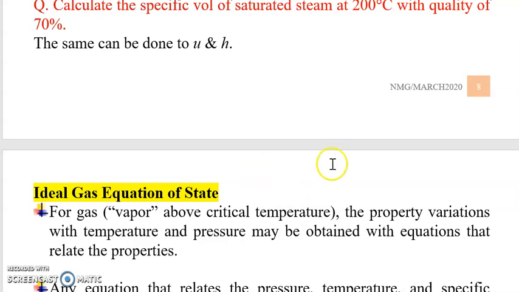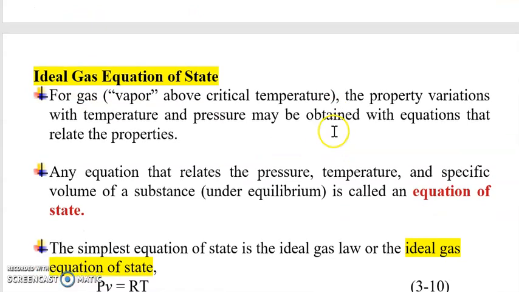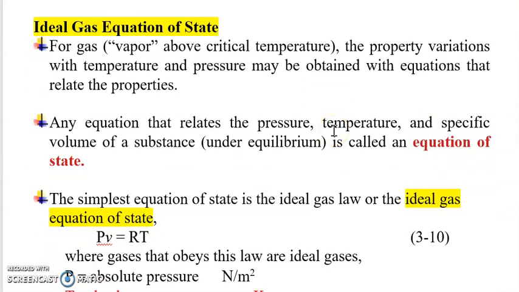Now that goes for liquid, vapor, and liquid. How about gas? Okay. So for gas, it's the vapor above critical temperature. The property variations with temperature and pressure may be obtained with equations that relate the properties. Now, you no longer need the pressure table and the temperature table.